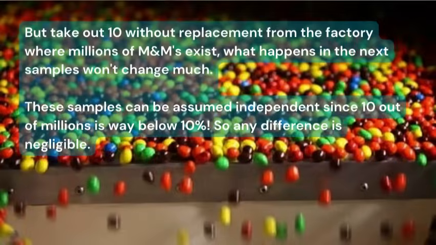However, if we go to the M&M's factory where they might have barrels of millions of M&Ms and we take out 10, throw them away, take out 10, throw them away, take out 10, throw them away, well, yes, we technically don't have independence because we are removing M&Ms and not putting them back.